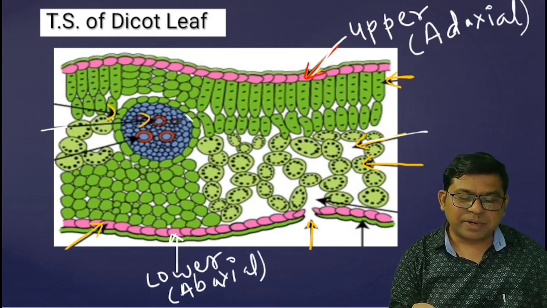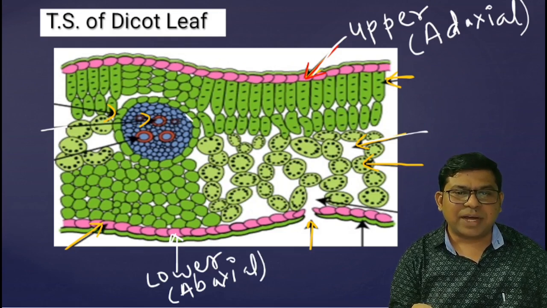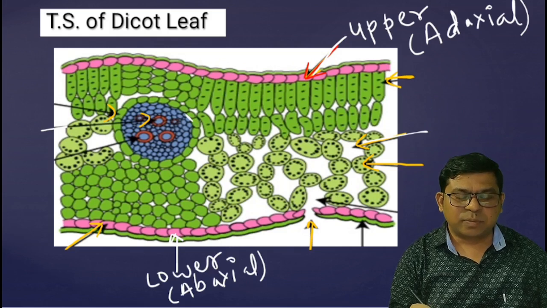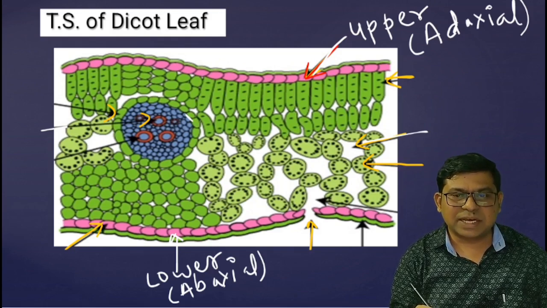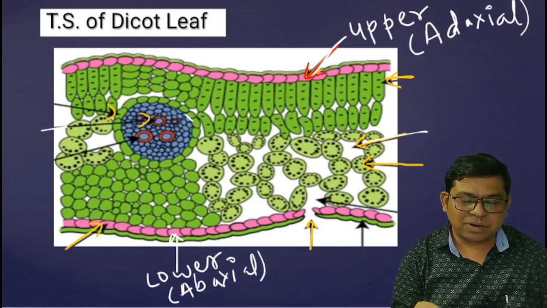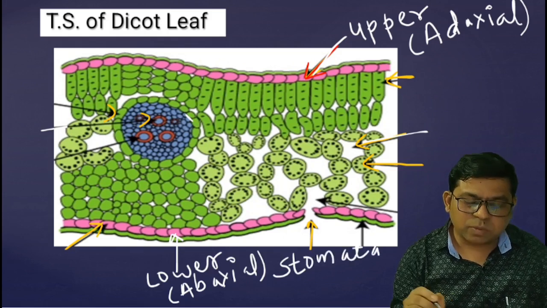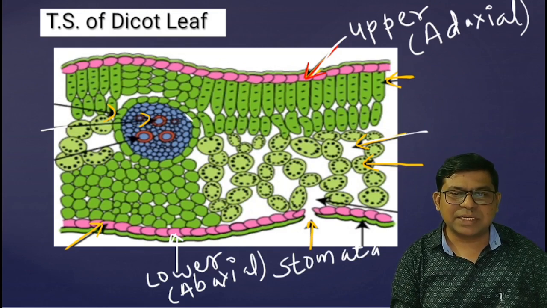Both upper epidermis as well as lower epidermis are covered by a cuticle. These upper and lower epidermis are made up of a single cell layer. And the lower epidermis of the dicot leaf consists of small openings called stomata. More stomata are found on the lower epidermis as compared to the upper epidermis.